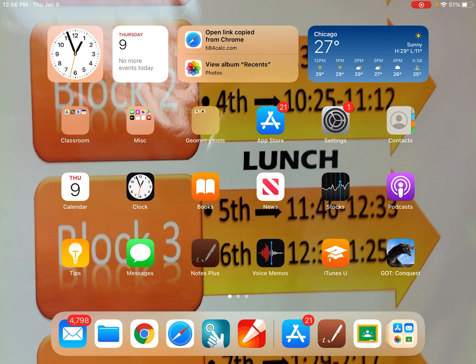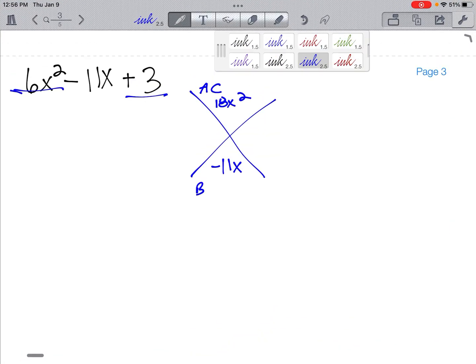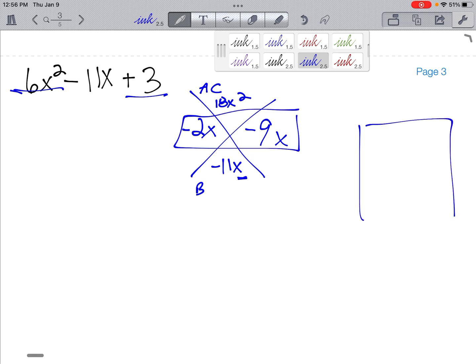So we're going to go back to our notes page. Negative 2 and negative 9. And then remember, whatever's in the bottom of our x, variable-wise, is what we pull up. So we're going to give each of those an x. So now we do our box method.